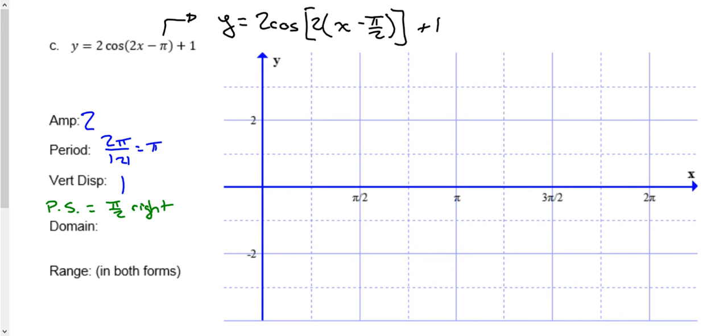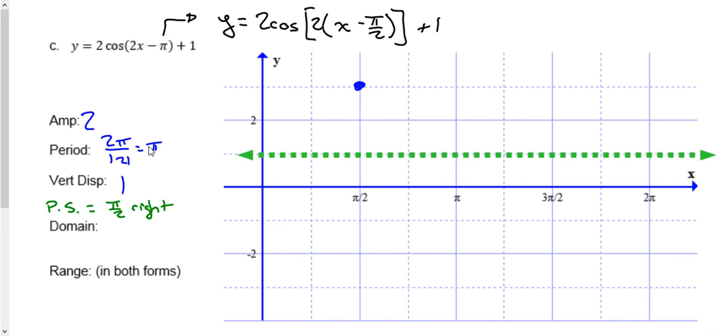So let's start with our vertical displacement line. We want to draw that on. It's on at 1 there. There you go. That's my vertical displacement line. For a cosine curve, it says that we're starting off at pi over 2. So at pi over 2, that's our starting coordinate. So there you go. We should have started there.